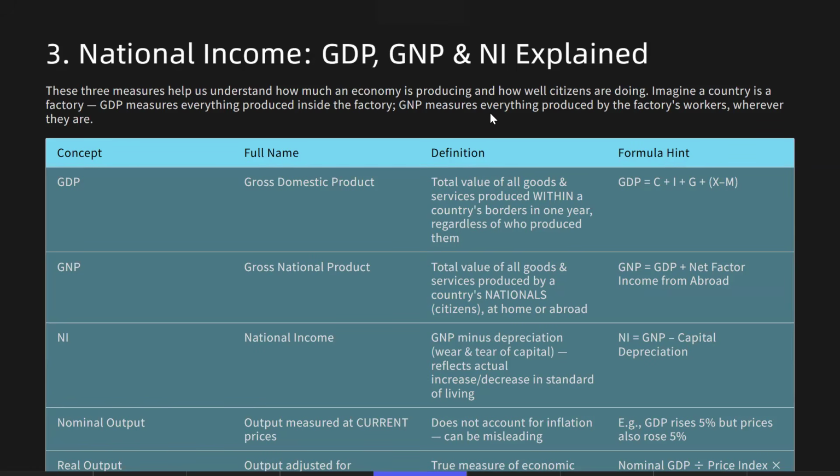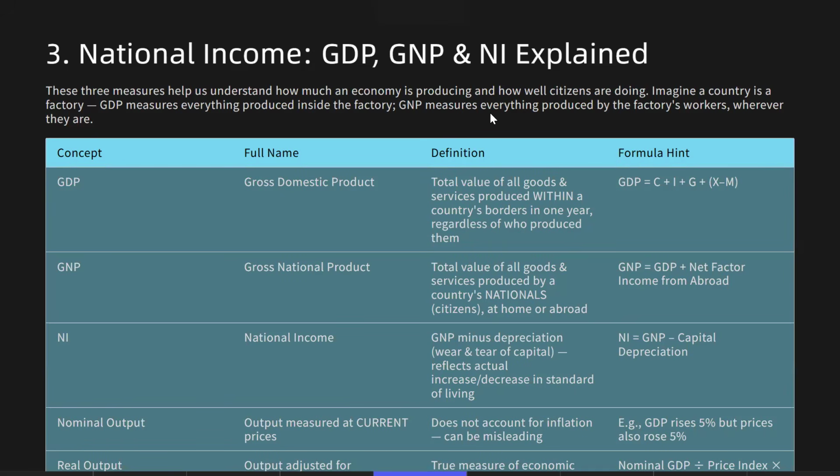Now let's look at nominal output and real output. Anybody could tell me the difference between nominal output and real output? Sir, nominal output measures at current price, while real output is the adjustment for inflation. Why is it important to know the difference? Sir, because nominal deals with the price, while real output deals with the inflation. So you don't want to mix them up.